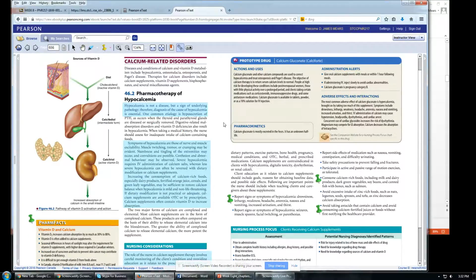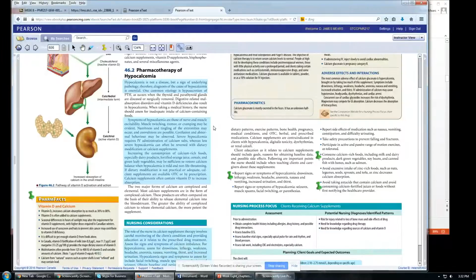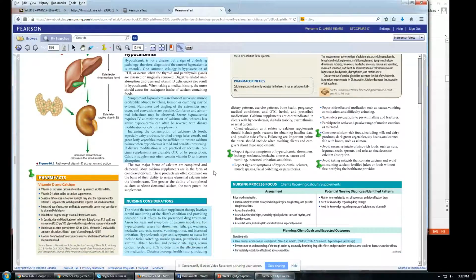The role of hypocalcemia: it's not a disease. It's usually a sign or a symptom of some other disease or disorder. Anything else we want to add here? Let me see. We're talking about hypocalcemia. Notice the signs: nerve and muscle excitability, muscle twitching, tremors, or cramping may be evident. Numbness and tingling, that's a huge one. And it talks about increasing the consumption of calcium-rich foods.